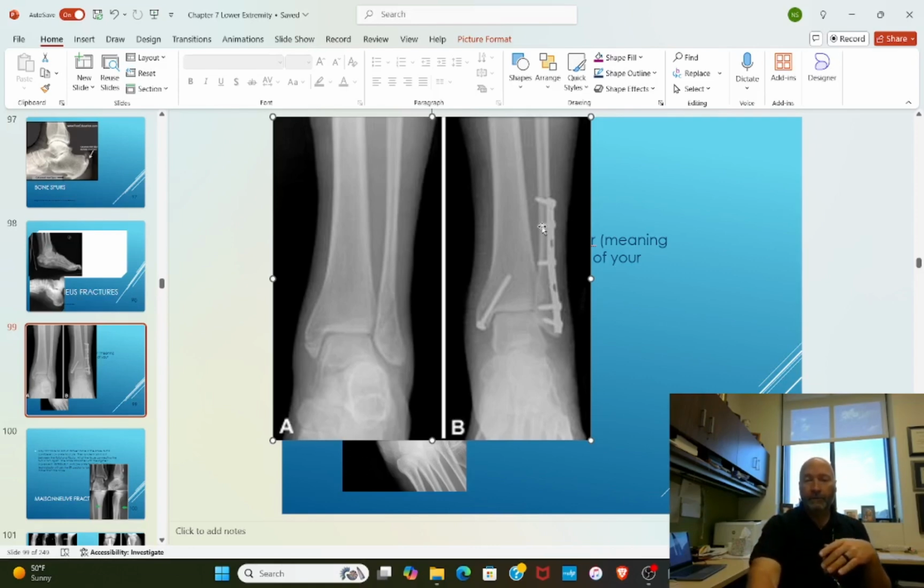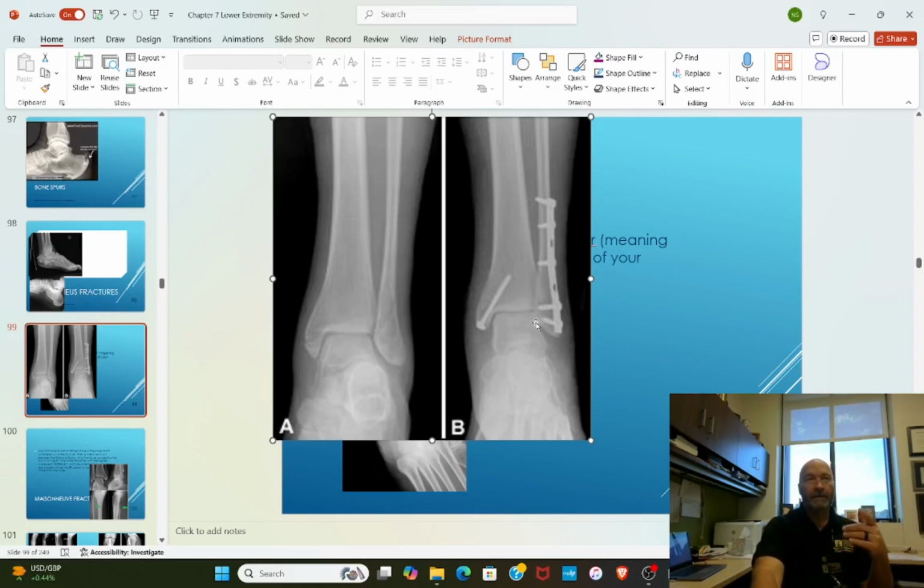So what they do with a cortical screw is they drill a hole and then they use a tap to actually put threads in the bone, and then they put the screws in. So when you go to surgery, you'll see both of those. If you happen to see an ankle fracture replacement, you'll see both of those types of screws, most likely.